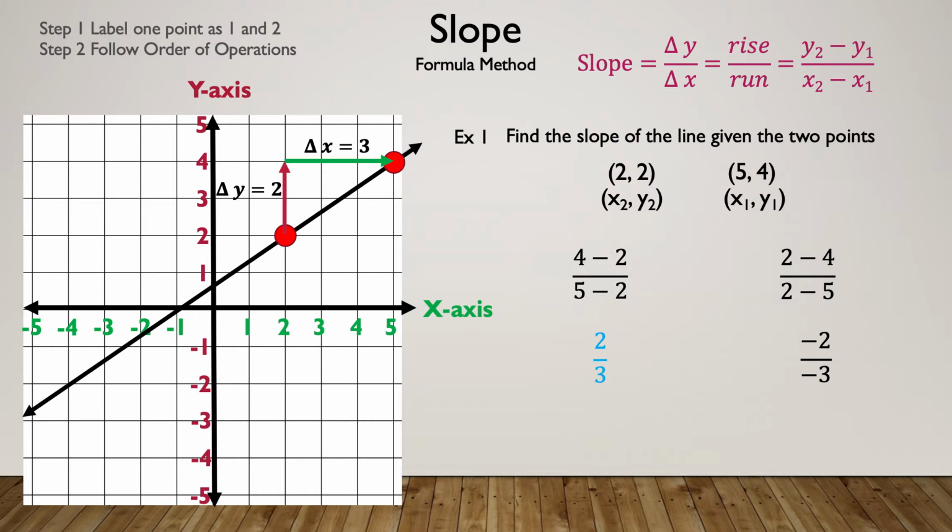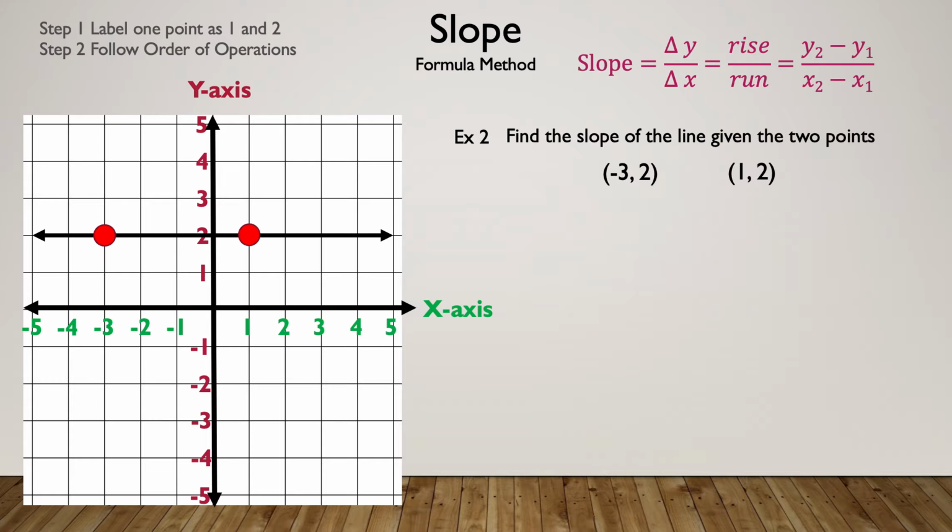So we've substituted correctly. Now let's follow the order of operations, and we get negative 2 over negative 3, because 2 minus 4 is negative 2, and 2 minus 5 is negative 3. And whenever we divide two negative numbers, they cancel and they become positive. So we can simplify it to 2 over 3, and that is our slope if we choose (2, 2) as point 2 and (5, 4) as point 1. So 3 different ways of doing the same problem. We all got the same answer, so we knew we did it correctly.